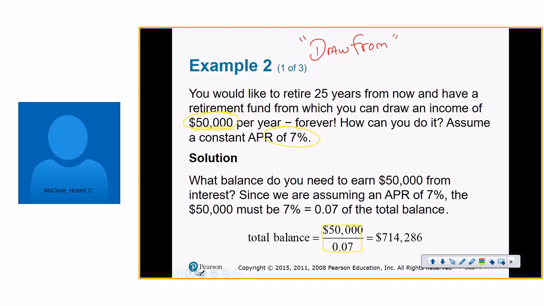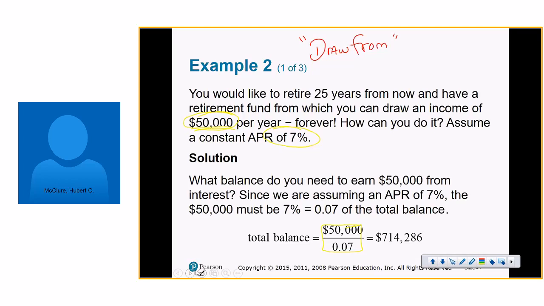So how big does your nest egg need to be? It needs to be an $800,000 or $700,000 nest egg. All right? Now, let's see what kind of payment that is, or what are they asking for? What you would like to retire. How can you do it?